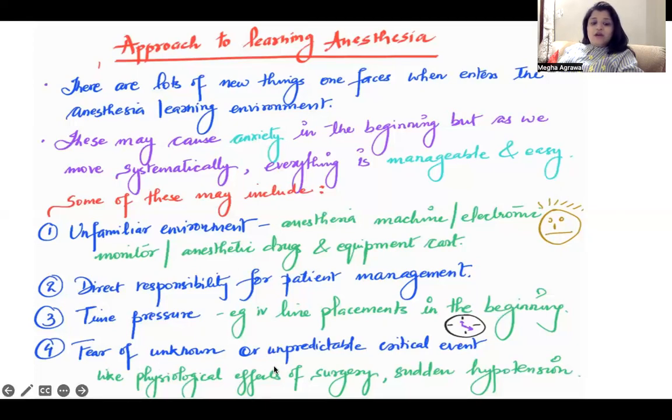And then the fear of the unknown or an unpredictable critical event. This is also something which you'll see in your daily practice, that something or the other may happen because it's a human body. A lot of physiological changes are happening, like sudden hypotension. In the beginning, you'll not know what to do when you are alone or with your senior and there is sudden hypotension. But slowly and gradually, you'll understand everything and things will be easy.